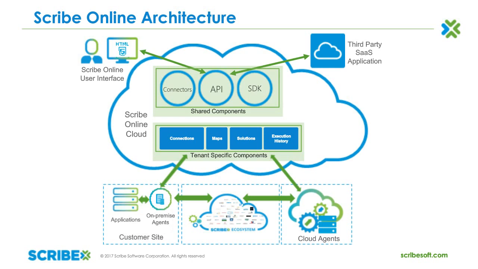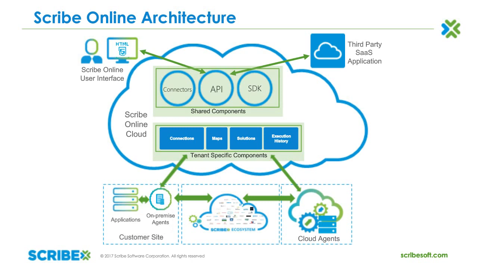Now, just below that, you've got a number of tenant-specific components. So some of the things that we talked about are specific to one organization or another. They are in a particular organizational bucket, if you will. And that includes connections, maps, solutions, and execution history. So when I switch back and forth from one organization to another, I'm going to see different things related to those 4 different categories. So that's kind of the architecture of the cloud.